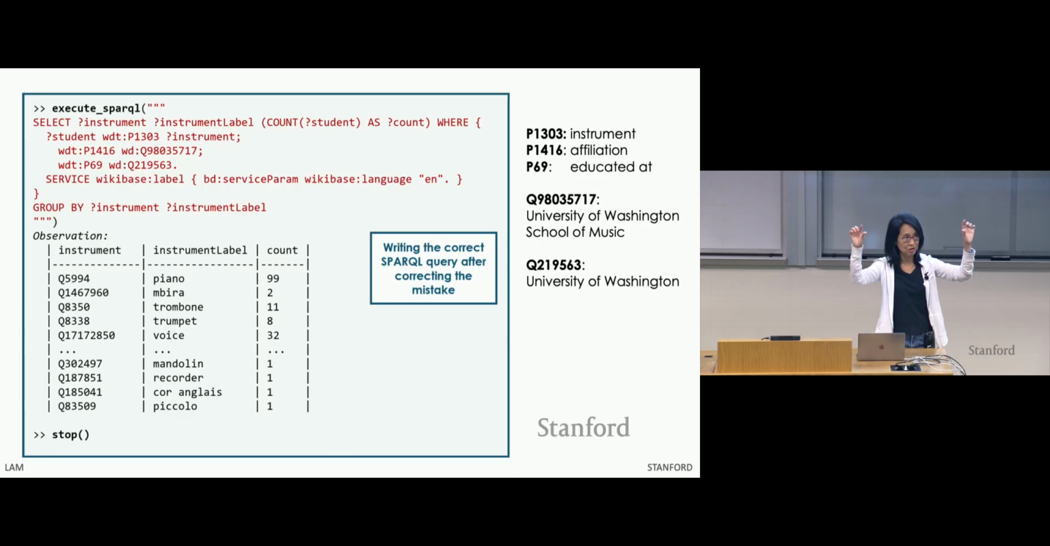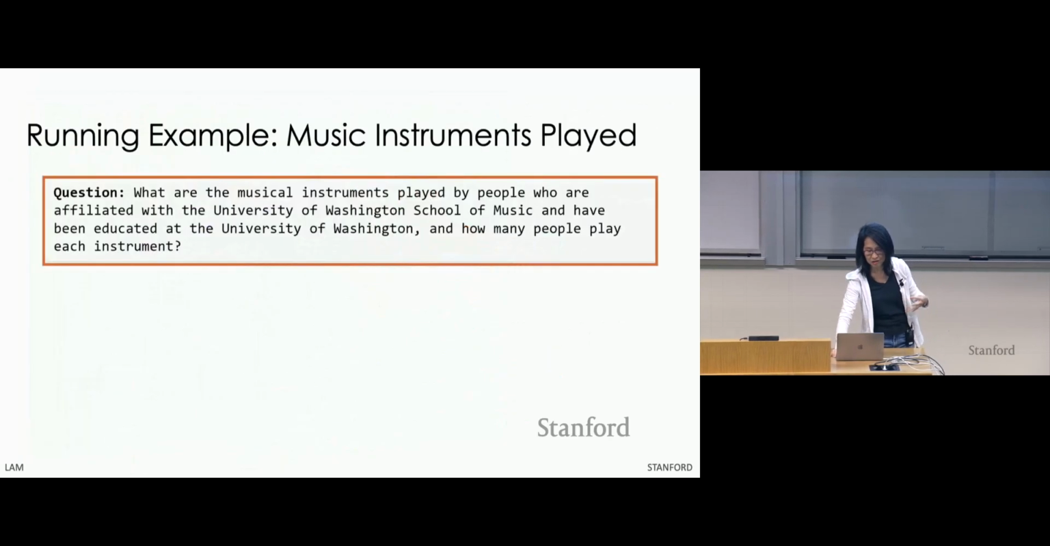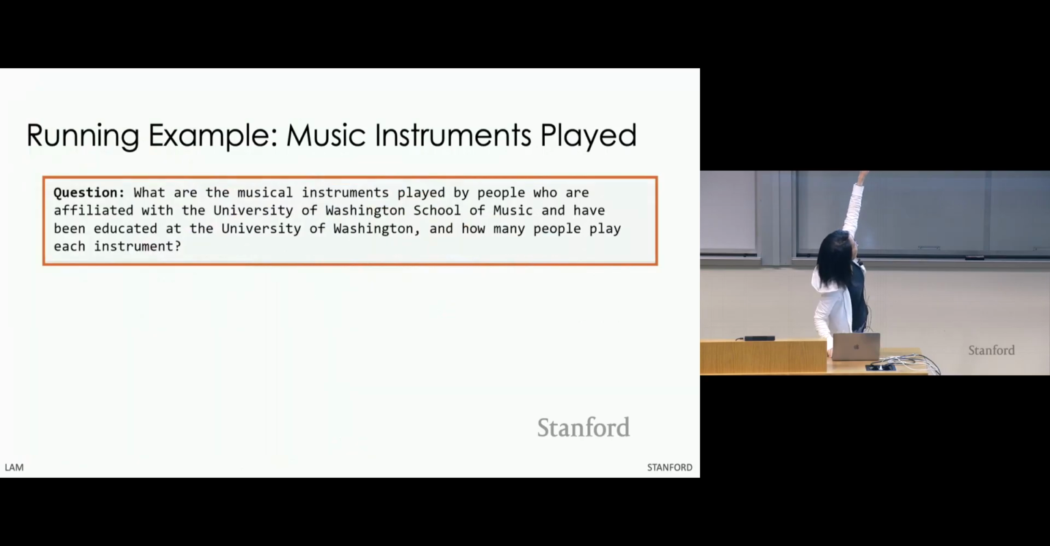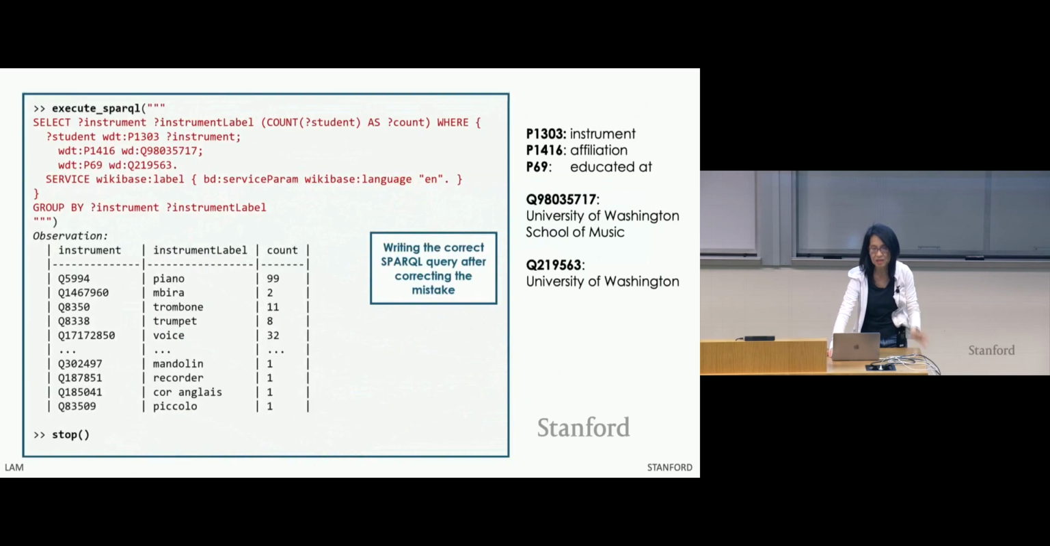So that was the first filter, the first clause. The second one says that it is educated at University of Washington. That's a third clause. And the rest of it is just to say we're going to pull it out of English. And so now this is how we can answer this question, which is what are the musical instruments? That's the question mark instrument. The people affiliated with the University of Washington, that's the first phrase. The second one is the education. And now we count and bring it back up. So this is the Sparkle query.